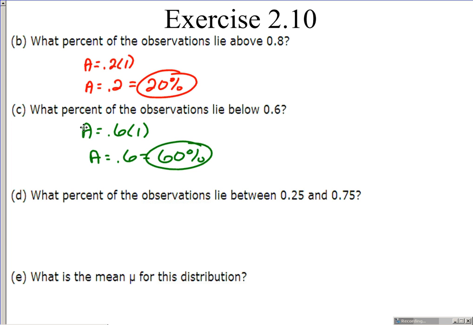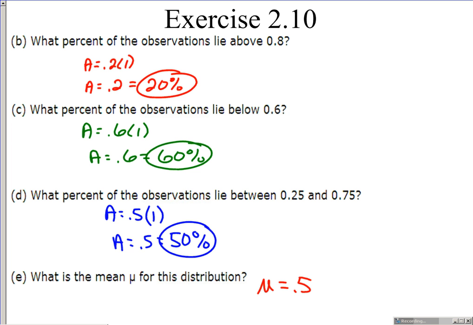What percent of the observations lie between 0.25 and 0.75? Well, between 0.25 and 0.75, it's 0.5, or 50% of the observations. The last one, what is the mean for this distribution? The mean is in the middle, which is going to be 0.5.